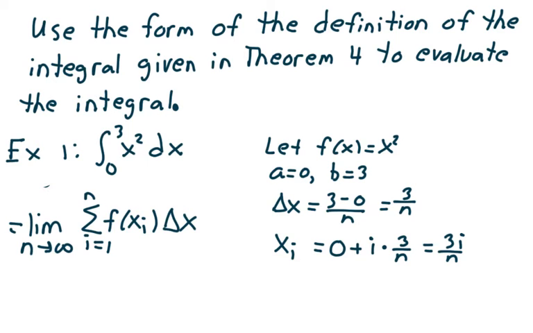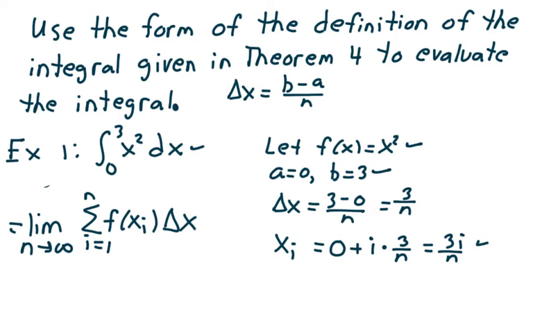So we're going to look at example 1, where it says the integral from 0 to 3 of x squared dx. So my function f of x is x squared. a represents the lower limit, so in this case, a is 0 and b is 3. Delta x is (b minus a) over n. Okay? So we're partitioning the interval. In this case, it's (3 minus 0) over n, which is 3 over n. x sub i is a, which is 0, plus i delta x, which is 3i over n.